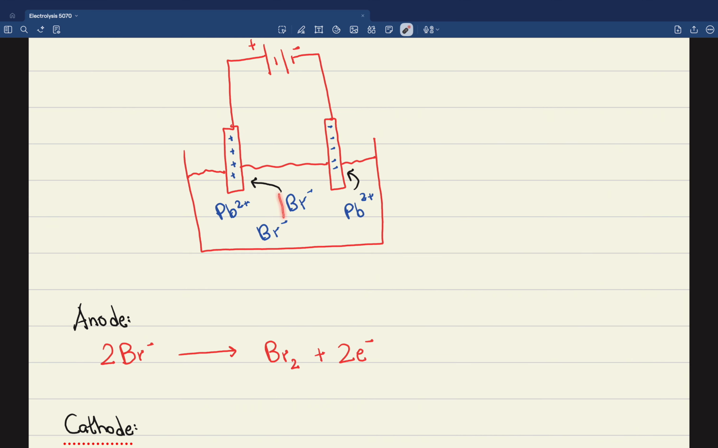For example, if there is a bromide ion, that will lose 1 electron, right? So this electron is going to stick to the surface of the electrode, and what's going to happen is that this electron is going to travel. It's going to travel through the wires and through the battery to this electrode, right? It will go to the cathode.